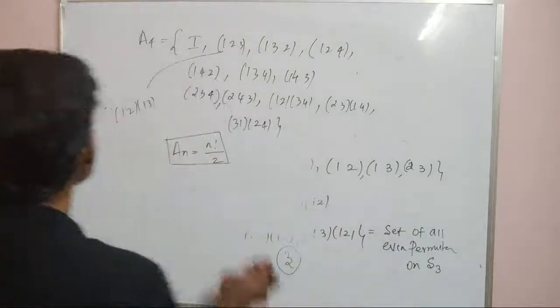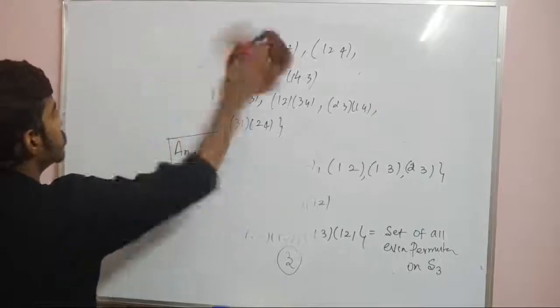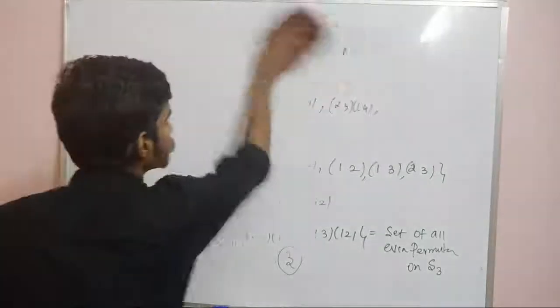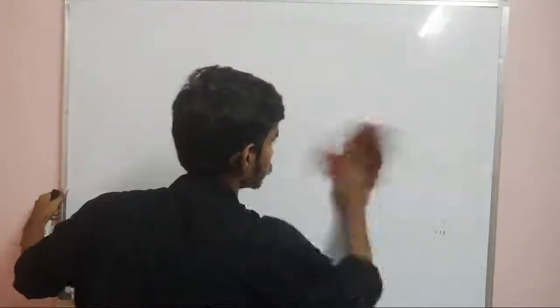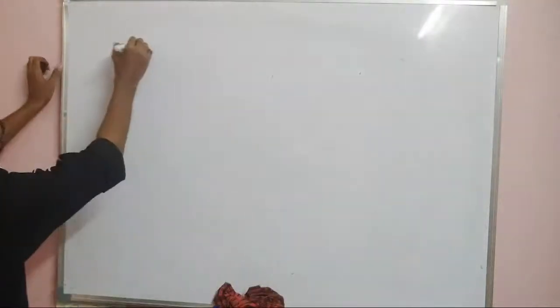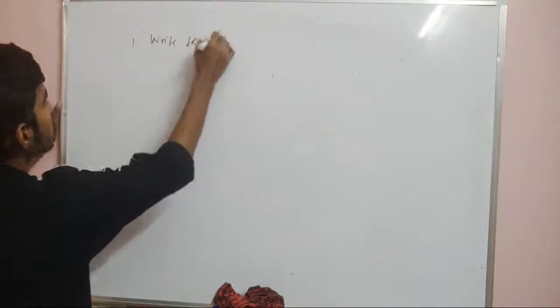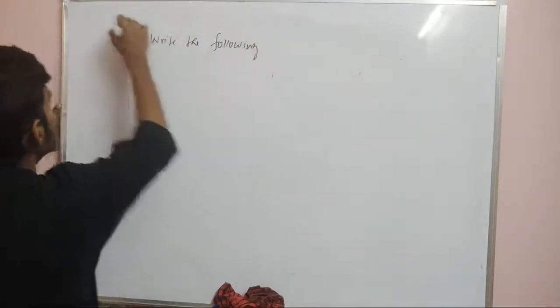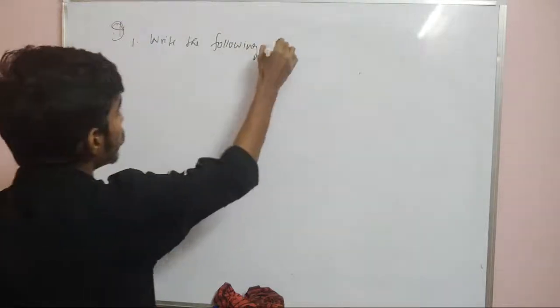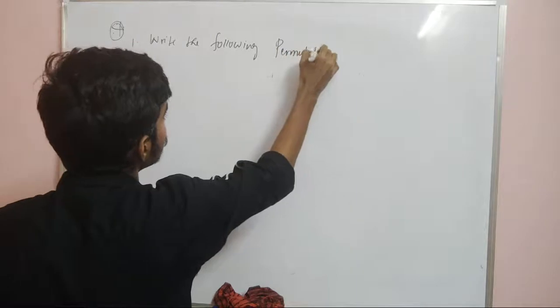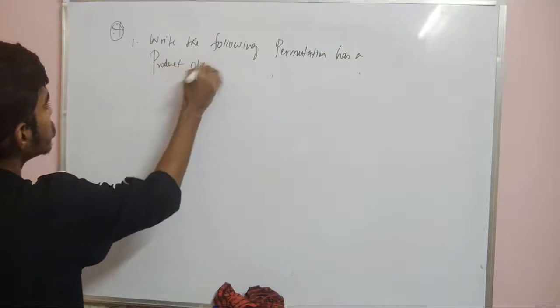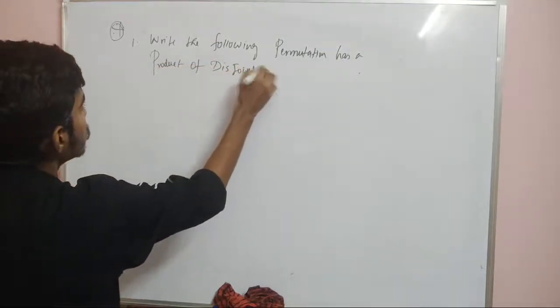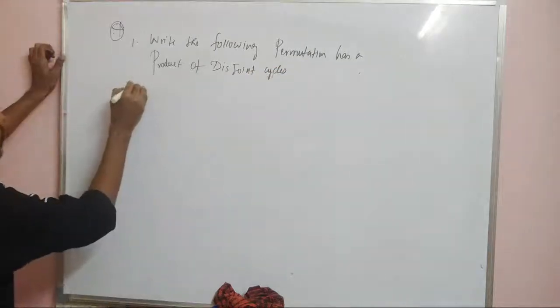Now we will do some problems. Write the following permutation as a product of disjoint cycles. This is an important UPSC question. So we need to write that permutation as a product of disjoint cycles.